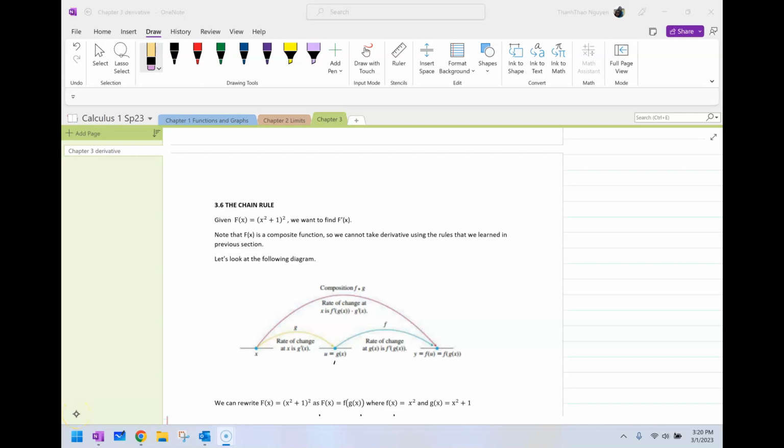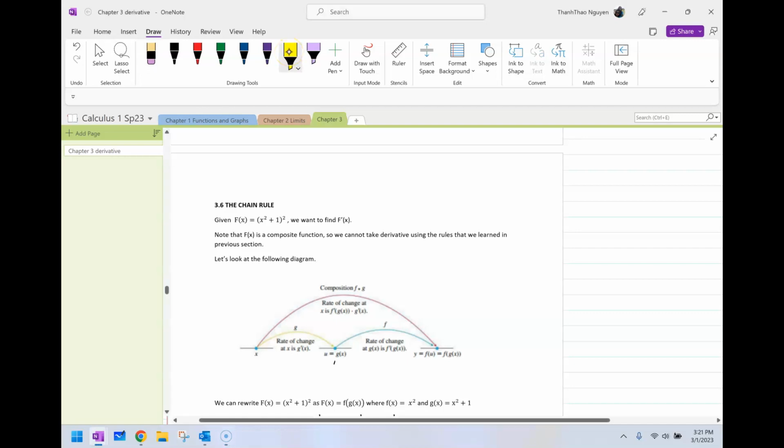The chain rule. Given capital F of x equal to x squared plus 1, squared, and we want to find F prime of x. Now we don't have a formula for the derivative of this. However, one can argue I can expand this out so that I can take the derivative.